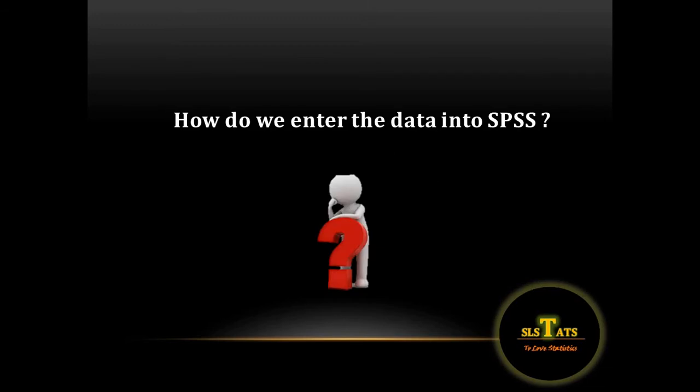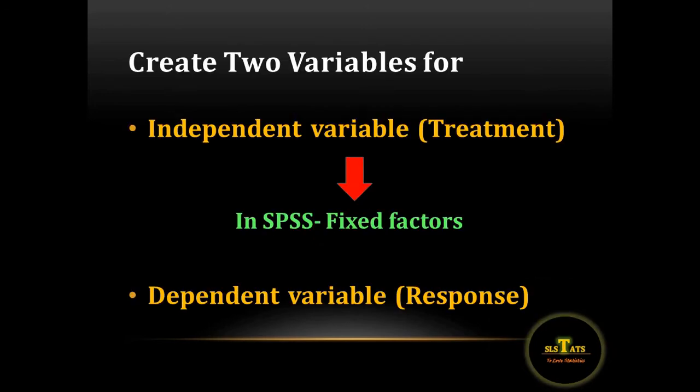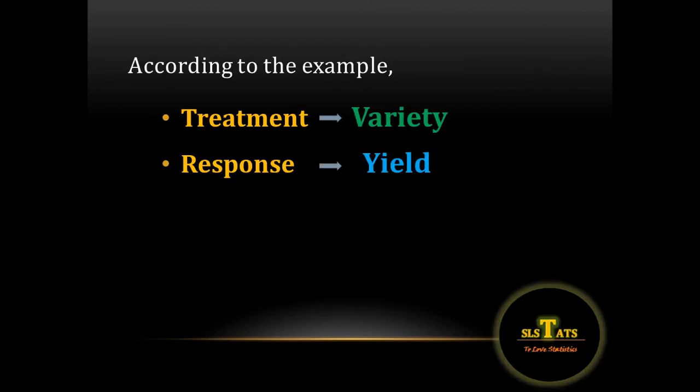How do we enter the data into SPSS? For that, you need to create 2 variables. First one, the independent variable or the treatment. This is also called fixed factors in SPSS. Second one, the dependent variable or the response. According to my example, the treatment is variety and the response is the yield, because you are going to find out the performance of 5 tomato varieties in terms of tomato yield.